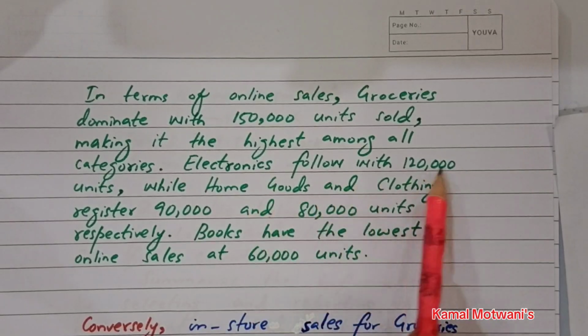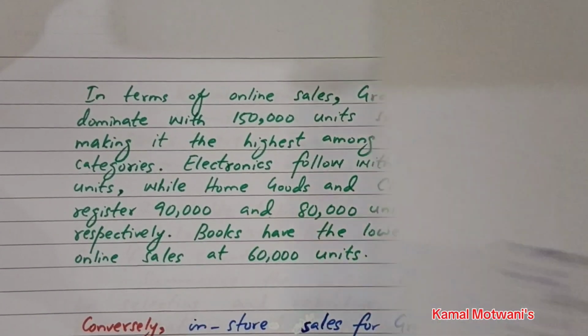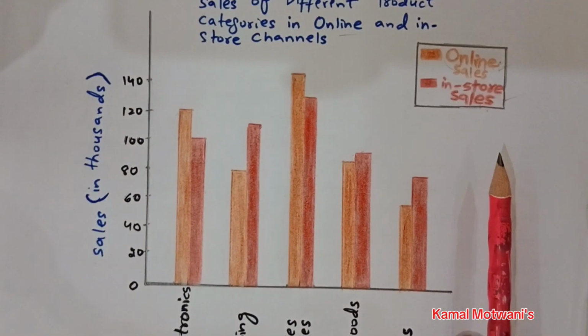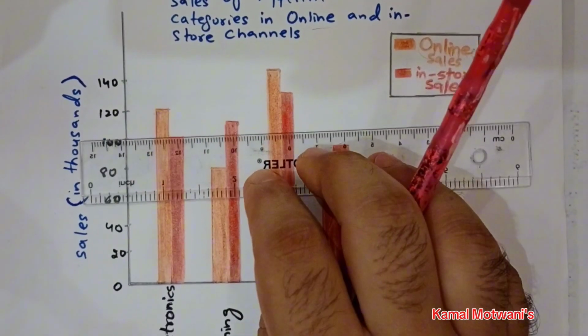Electronics follow with 120,000 units. Let's see, where are the electronics? Electronics follow with 120,000 units.